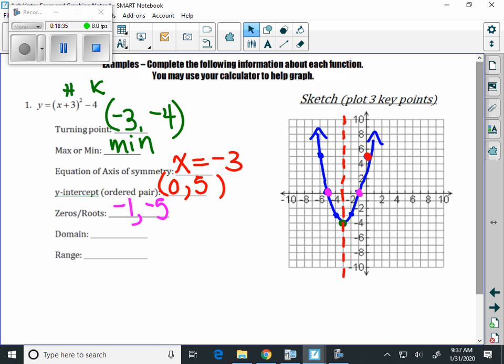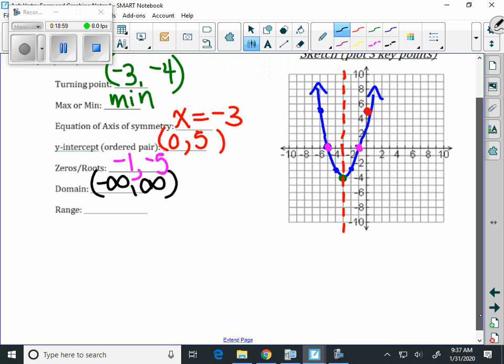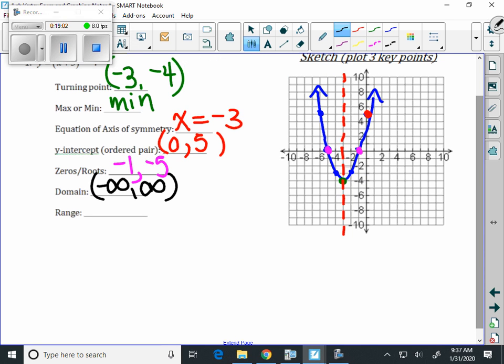And then lastly, our domain. Well, our domain is all real numbers, -infinity to infinity. But our range is not. Again, it goes back to, do we have a high point? Do we have a low point on the graph? And we have a low point. We have a minimum over here. And when we have a minimum, we're going to start at that y value, which is -4. It is a point on the graph, so we're going to use a bracket. And we're going to continue to go up and up and up. So this is going to be -4 to infinity. Infinity always has a parenthesis.